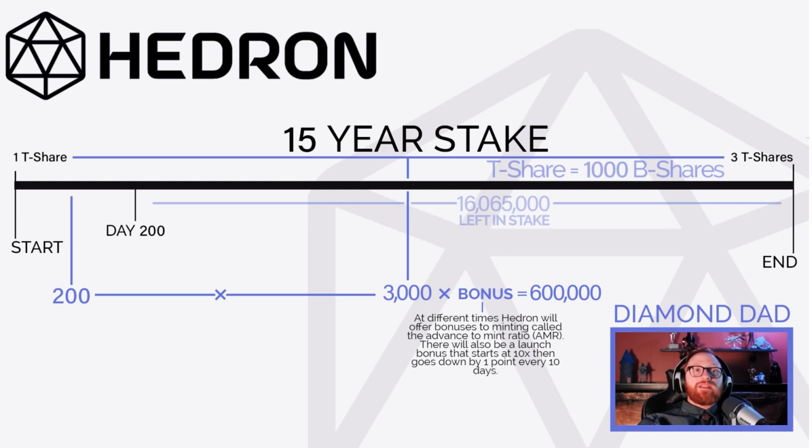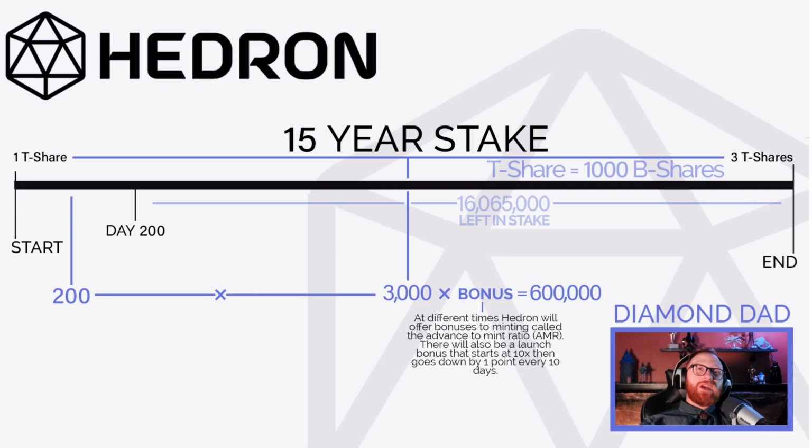There will also be a launch bonus that starts at 10x, then goes down by 1x every 10 days. So there'll be 100 days that you'll be able to claim your Hedron, and that 10x goes down by 1x every 10 days. There's a lot of tens, but hopefully that made sense. So right now, technically, if you minted today, and this was your stake, you would get 200 times 3,000 times 10. If you mint later, you would just fill in that bonus multiplier.